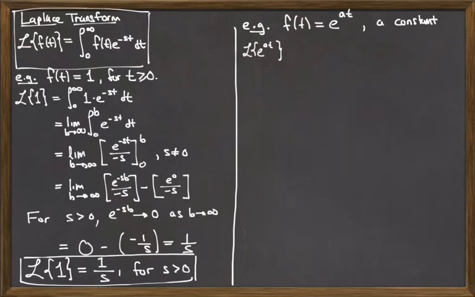The Laplace transform of that will be just replacing f of t in the definition with e to the at. And we include this exponential as well, e to the minus st, as part of the definition. These are both powers of e, so the natural thing to do is to multiply them together by adding their exponents. And so I'm going to have e to the at minus st dt.